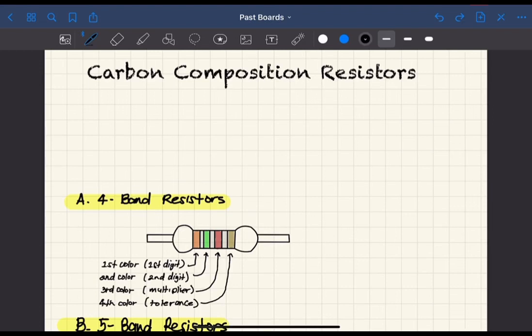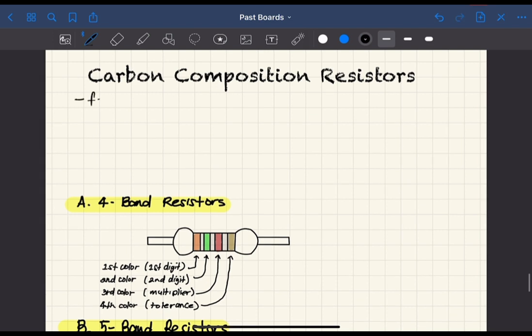Hi guys, for this video we are going to talk about carbon composition resistors. So what are carbon composition resistors? These are fixed value resistors.